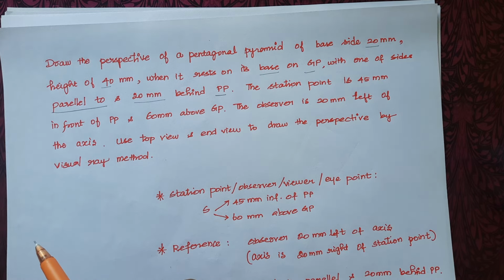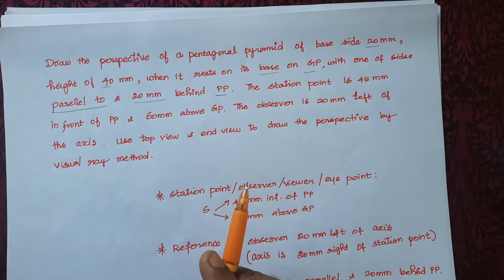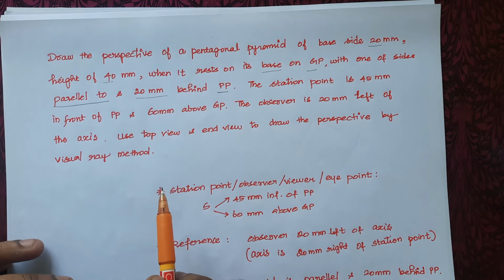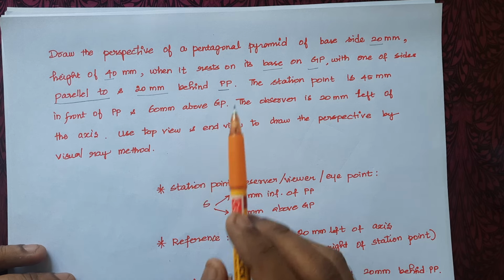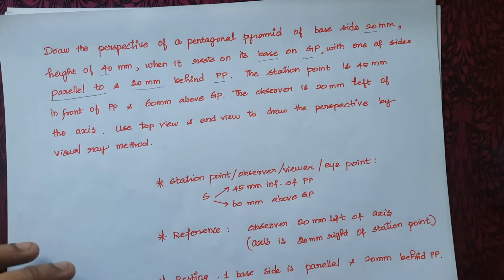So we know that in the visual ray method there are two different approaches. One is by using top view and front view. The other one is top view and side view. The top view and front view, we have uploaded a video. You can check your playlist. We can draw the visual ray method by using top view and front view. But here we are going to draw the perspective view of the pentagonal pyramid by using the top view and side view. That means end view.